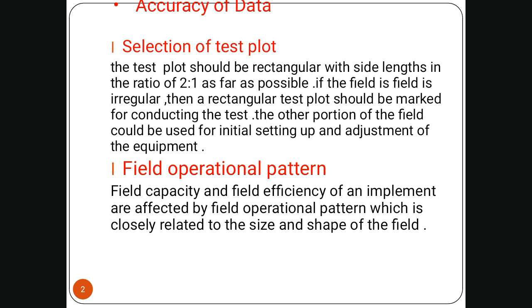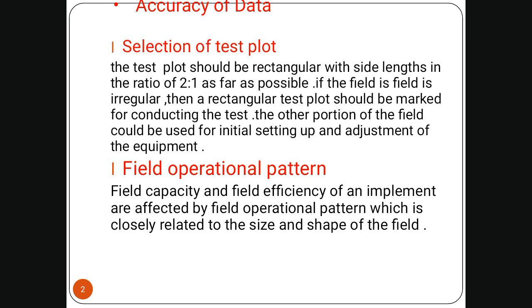The test plot should be rectangular with side length in a ratio of 2:1 as far as possible. If the field is irregular, then a rectangular test plot should be marked for conducting the test, and the other portion of the field could be used for initial setting up and adjustment of the equipment.